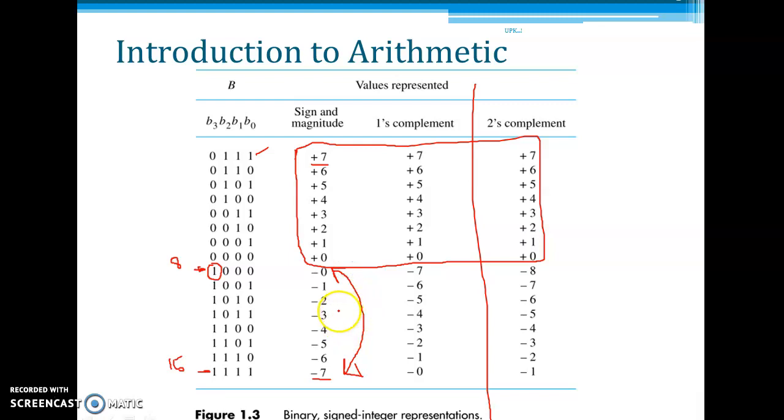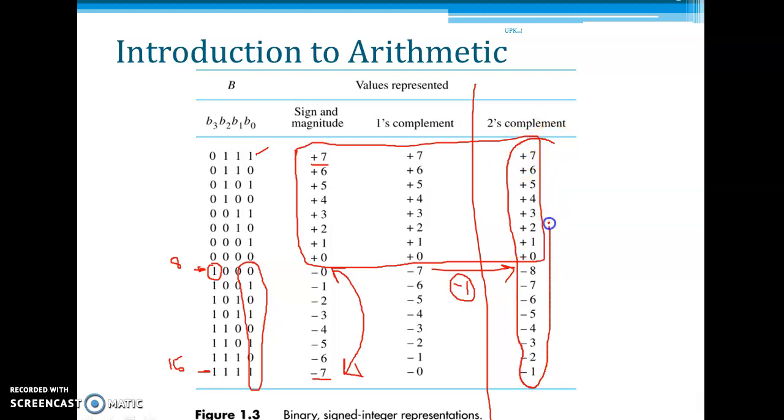But in 2's complement, we all know that we add 1 to the least significant bit. Since we add 1 to the least significant bit, this value gets incremented, or in a way we can say decremented, by 1. Therefore, we have minus 8 to minus 1. And this is the perfect sequence of representation. Why? Because there is no minus 0 and plus 0 in our number system, where we are wasting a lot of space here.